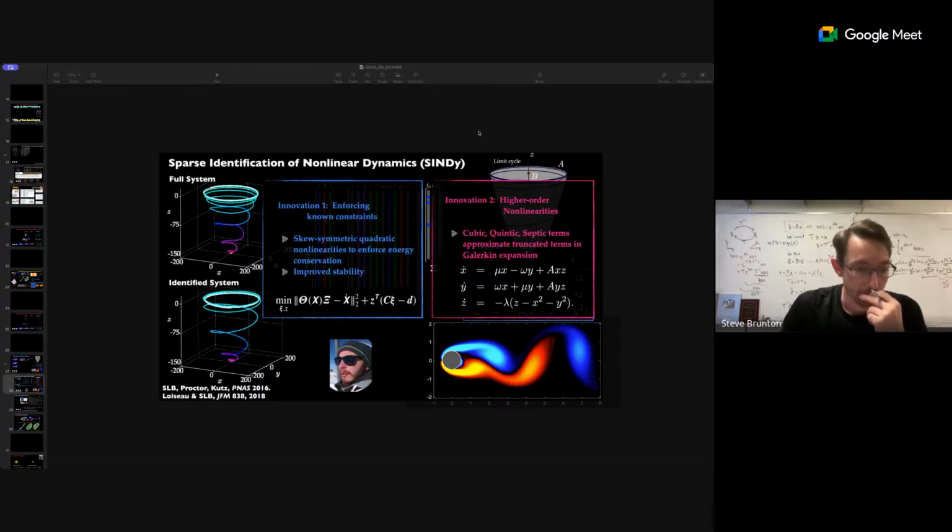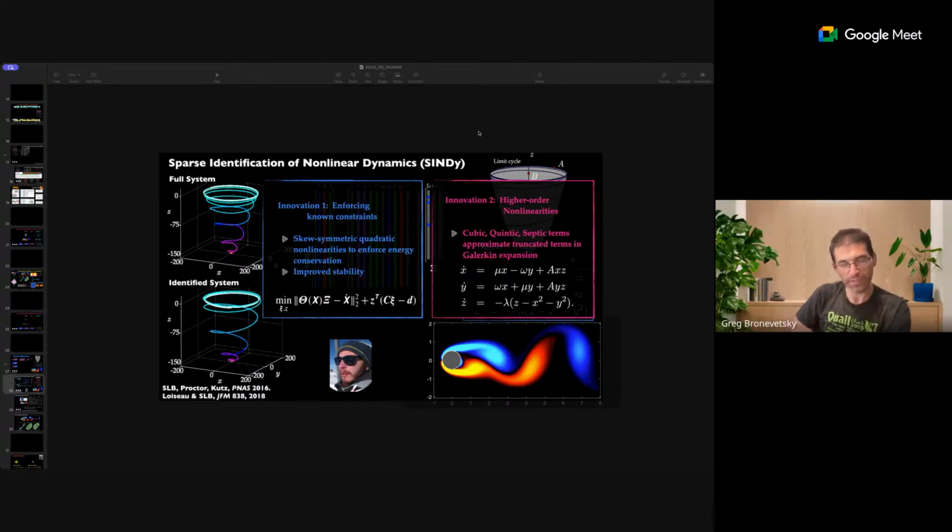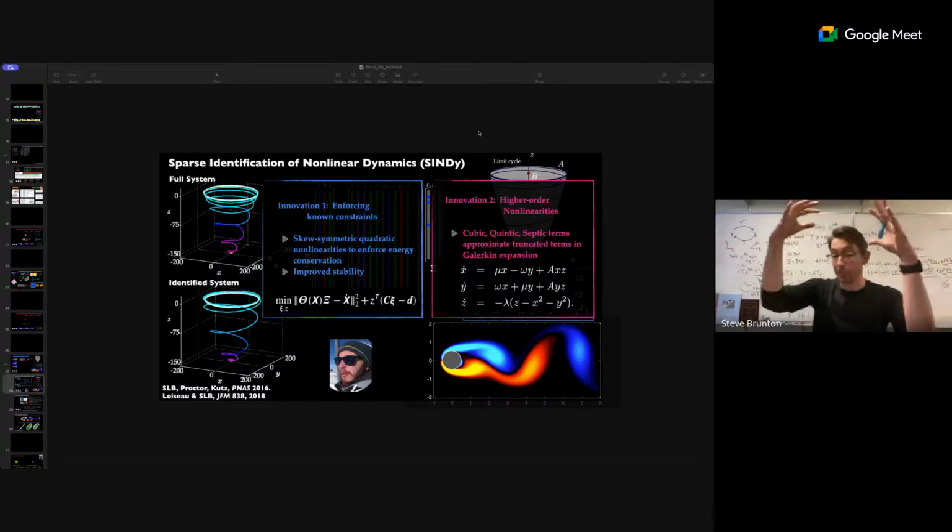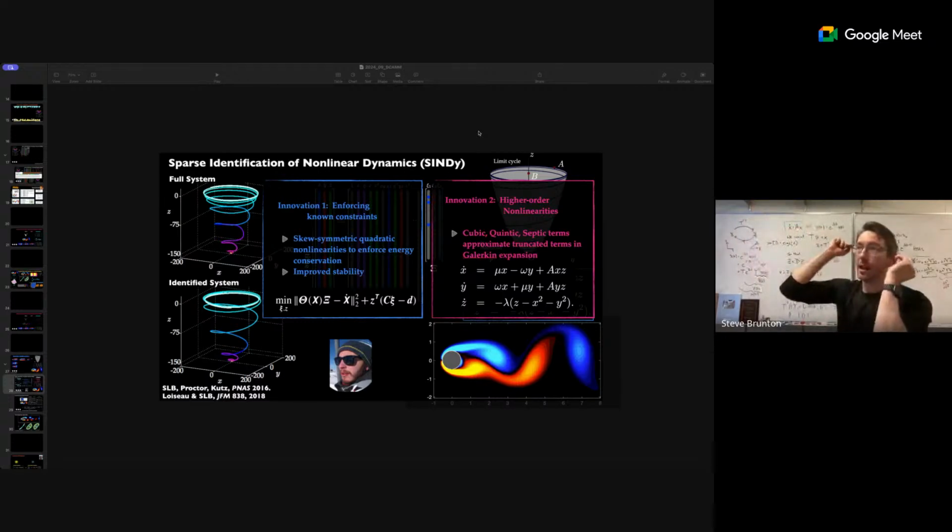So this is the other way around. You know which symmetries already exist. I know what symmetry, but it's a very general symmetry. It's that energy is conserved, and that means any nonlinear model I have has to have the skew symmetry. So that's still an infinite class of models, but they're constrained to be skew symmetric. That will enforce energy conservation.